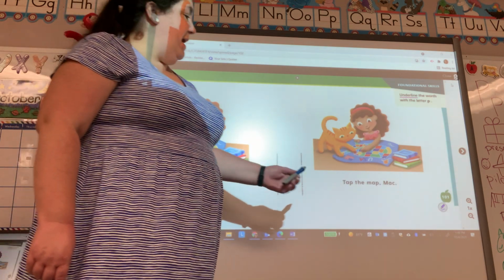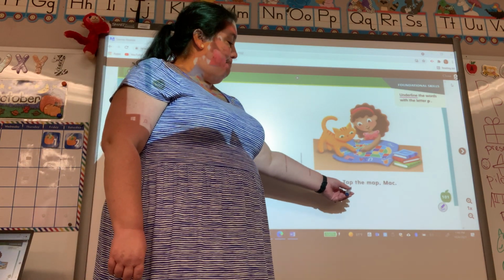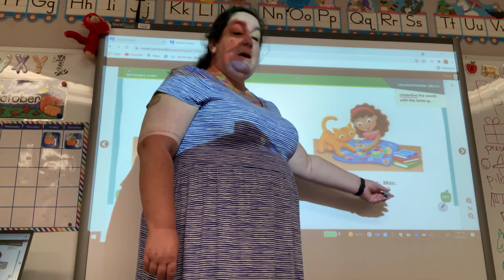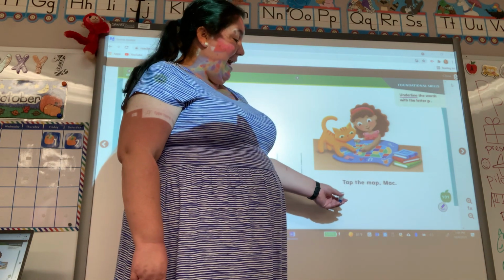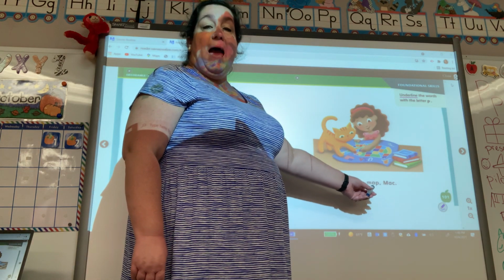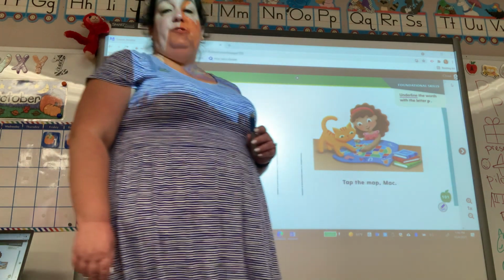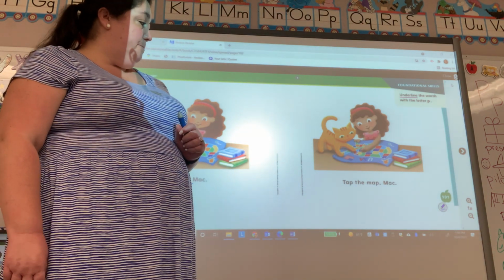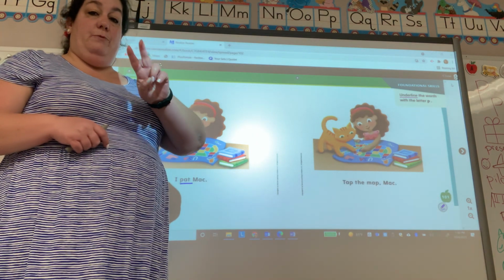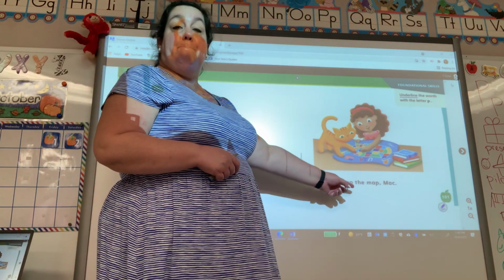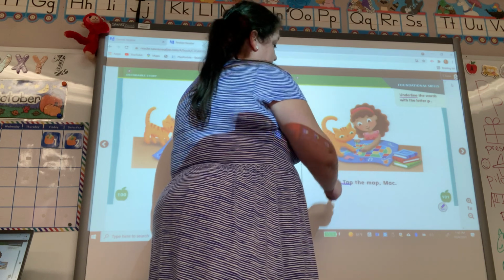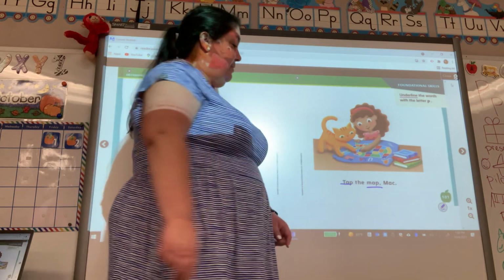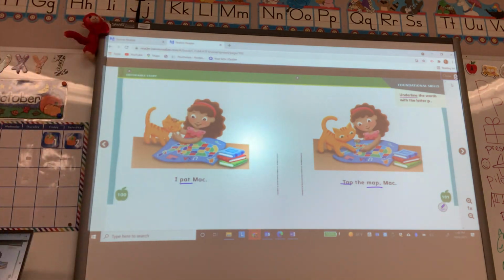Now on this page we have: Tap the map, Mac. Do you see or hear any letter P words in this sentence? I see two. Tap, and then map. Tap the map, Mac.